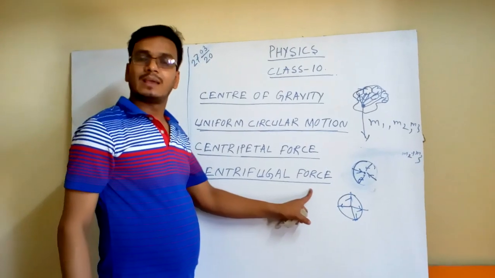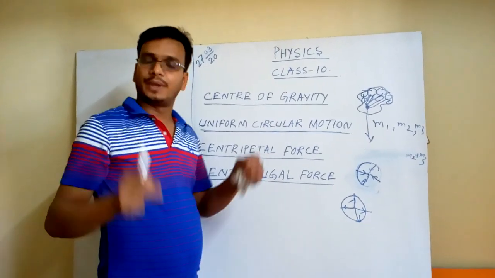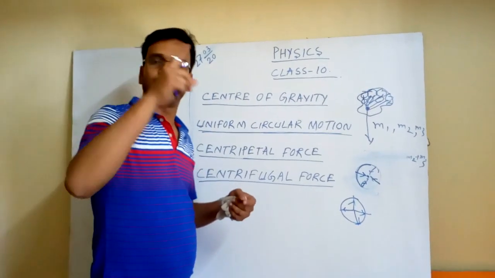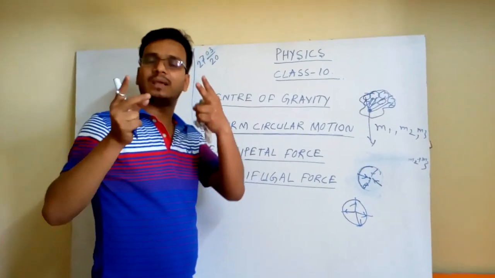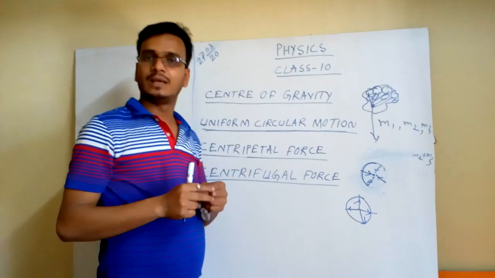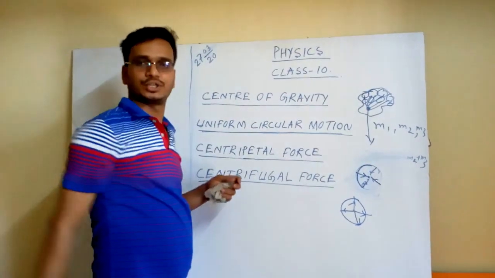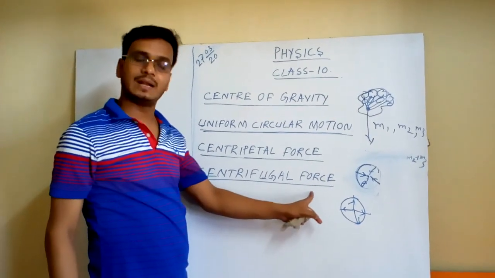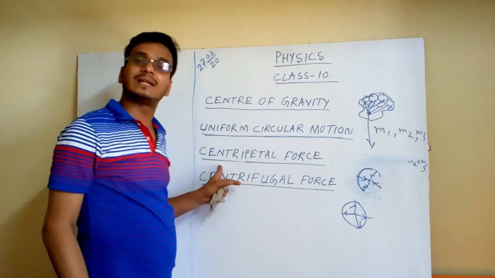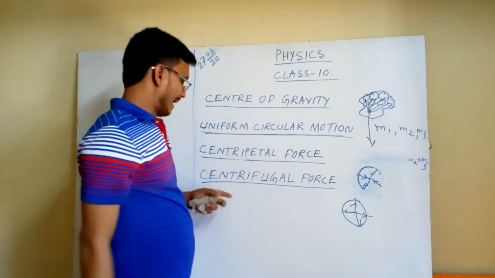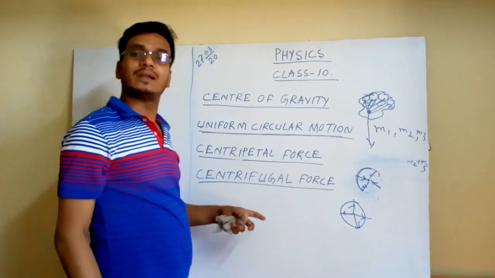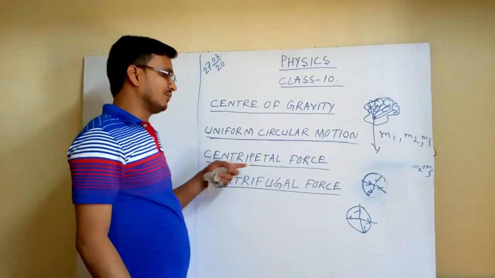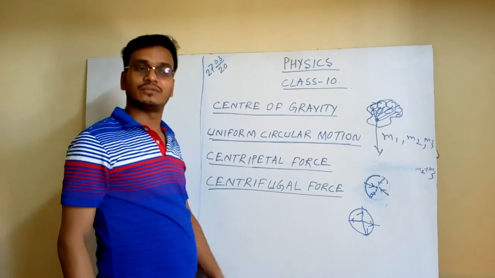Example, when we take a string with a stone and whirl it around, what happens if somehow the thread is cut? The stone goes in the outward direction. So this type of force is known as centrifugal force. Again I must repeat, centripetal force acts toward the center of the object and centrifugal force acts outward, away from the center. So this is the basic difference between centripetal force and centrifugal force.